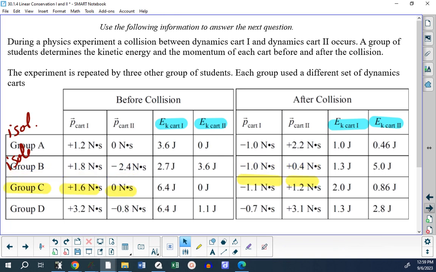We're going to continue. Before we have positive 1.6. Afterwards, we do not have positive 1.6. So this is a non-isolated system. And finally, before, let's see, 3.2 plus negative 0.8 is positive 2.4. Thank you, Alex. And afterwards, we have positive 2.4. This collision is occurring in an isolated system. Okay.